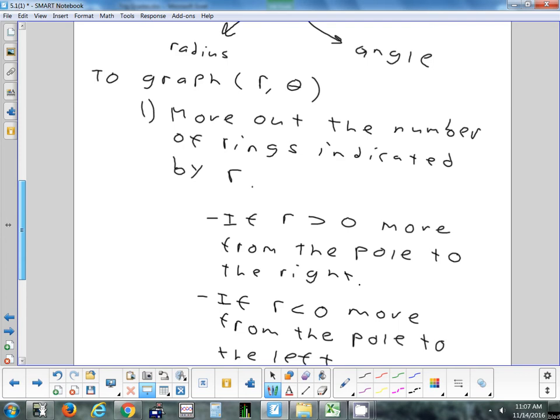Is there any question on that first step? You're either going to move right if it's positive, left if it's negative.